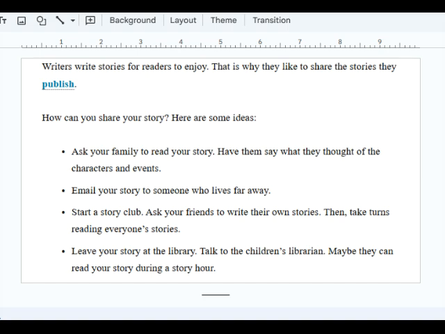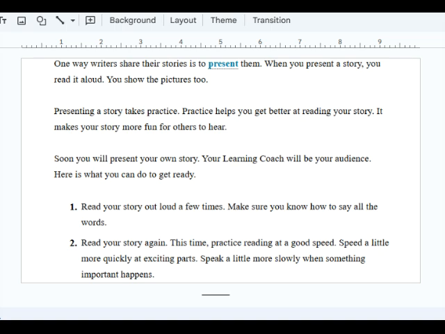Here are some ideas. Ask your family to read your story. Have them say what they thought of the characters and events. Email your story to someone who lives far away. Start a story club. Ask your friends to write their own stories. Then take turns reading everyone's stories. Leave your story at the library. Talk to the children's librarian. Maybe they can read your story during a story hour.